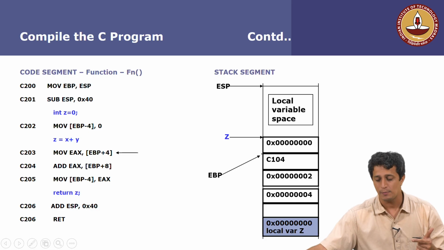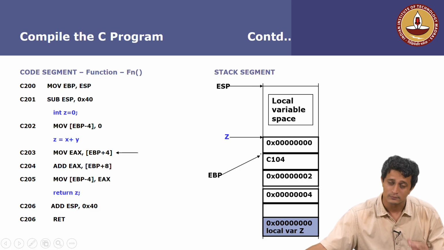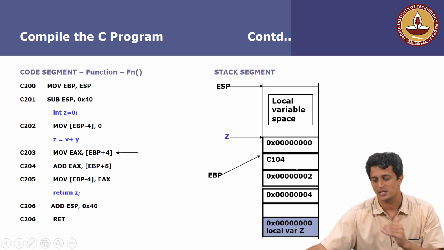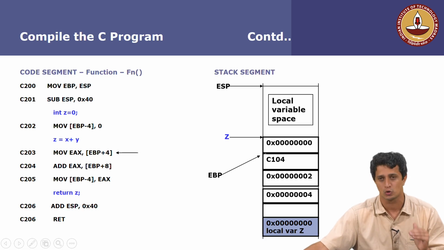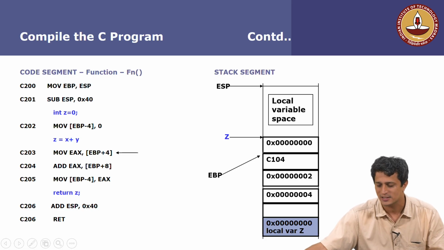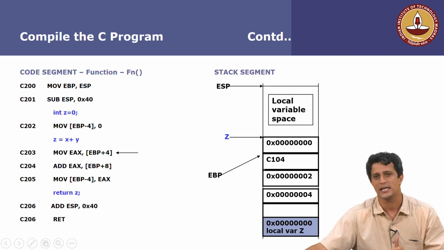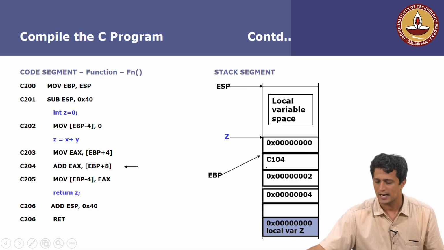So therefore the EBP is now actually sitting after the return address, which is C104. Therefore the function parameter 2 and 4 can be accessed only after that, which is EBP plus 4 and EBP plus 8. So I go ahead and execute my program.